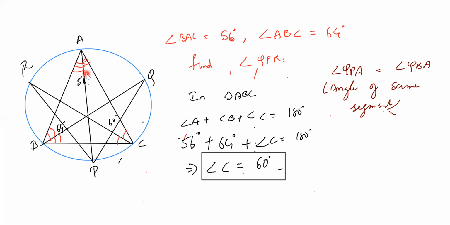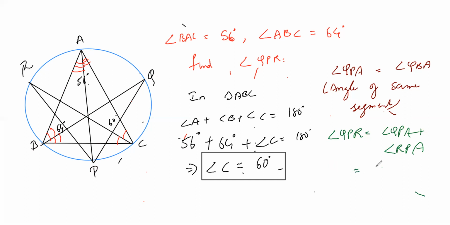So our task here is to find angle QPR. Angle QPR is equal to angle QPA plus angle RPA. But what is my angle QPA? That I don't know. But QBA is what? Half of 64, that is 32 degrees. So QPA should be what? 32 degrees, correct? 32 degrees.